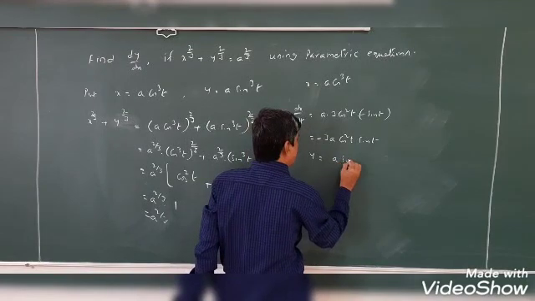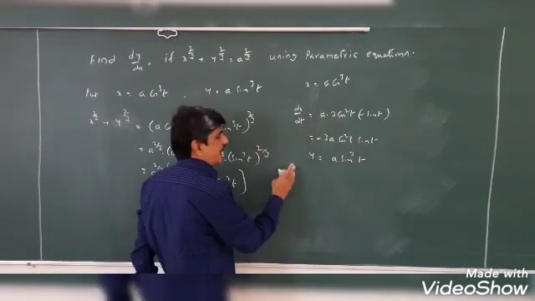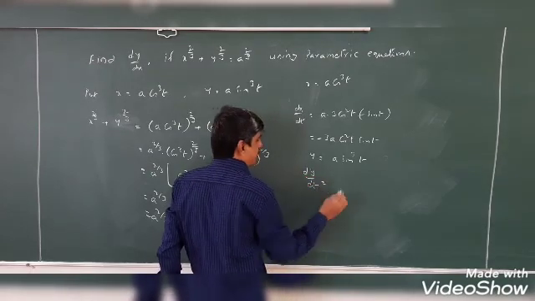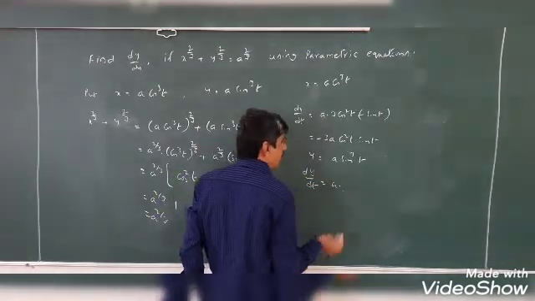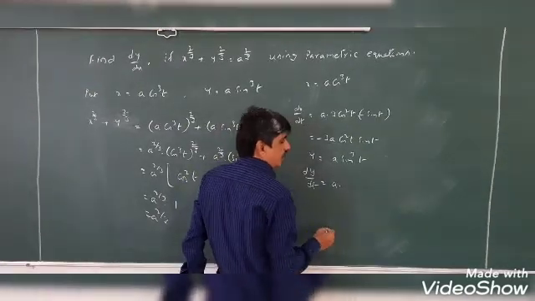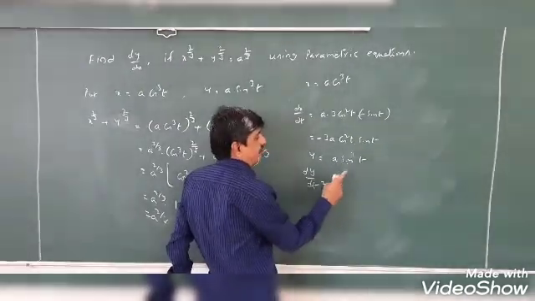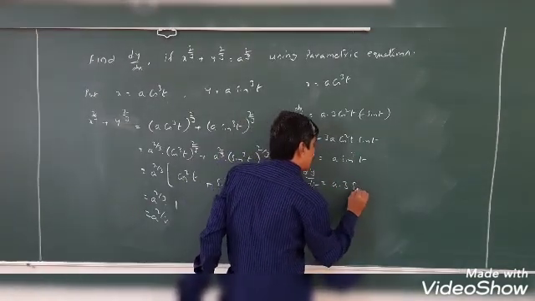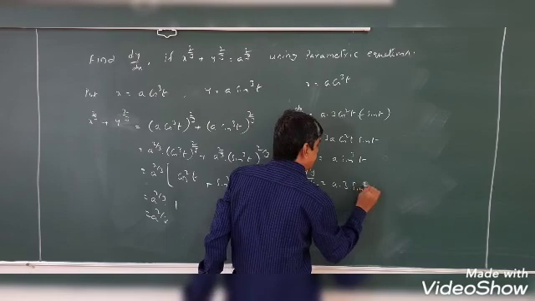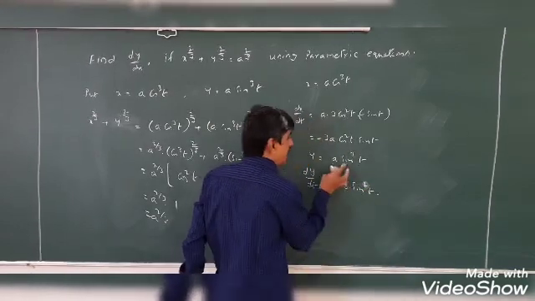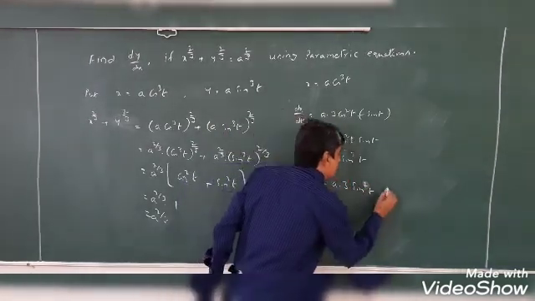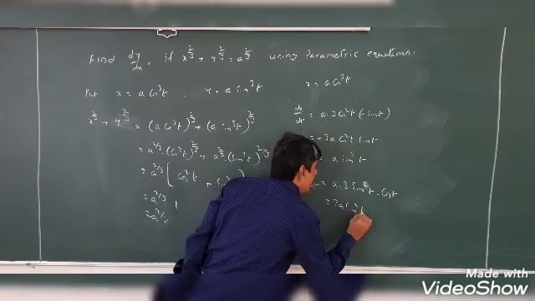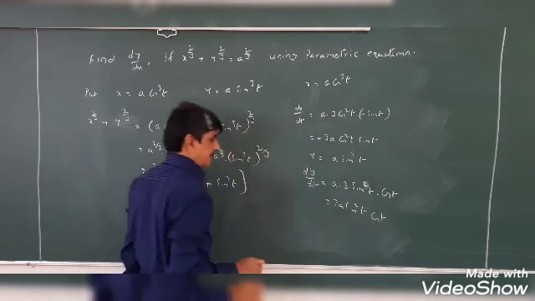Then y is equal to a sin cube t. Differentiate with respect to t on both sides. d by dt of y, we write as dy by dt, is equal to a times. It is the x cube pattern: the derivative of x cube is 3x square. So 3 into sin square t, then the derivative of sin t is cos t. So this is 3a sin square t into cos t.